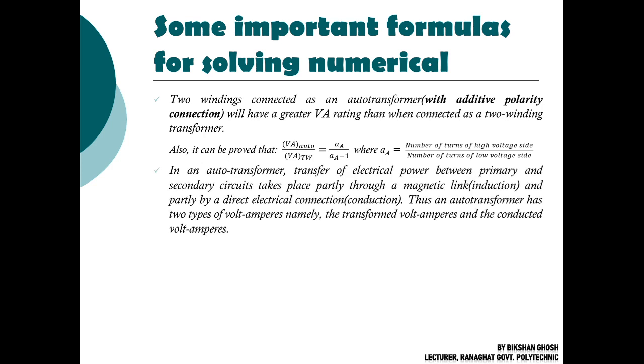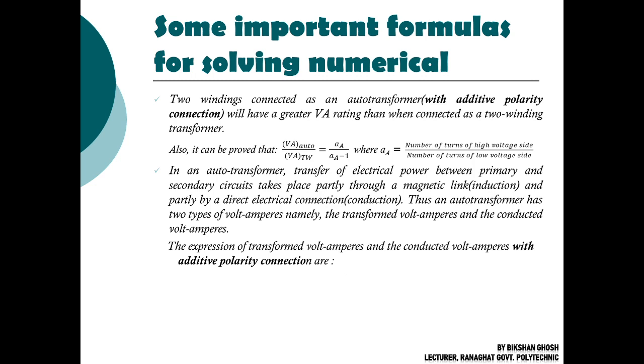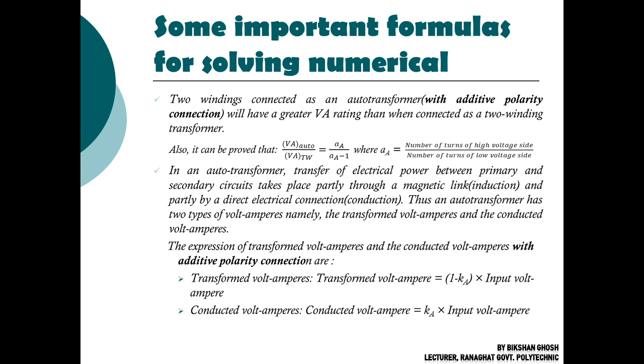Okay, next, in an autotransformer we know the transfer of electrical energy is by both conduction as well as induction. That means partially the power goes to the secondary from the primary by the conduction process, and partially it goes by the induction process. Now with the given formulas here we can find the total volt amperes transformed from primary to secondary and the volt amperes conducted from primary to secondary. The volt amperes transferred inductively from primary to secondary is equal to (1 minus k_a) times input volt amperes, and the amount of volt amperes conducted to the secondary from primary is equal to k_a times input volt amperes.